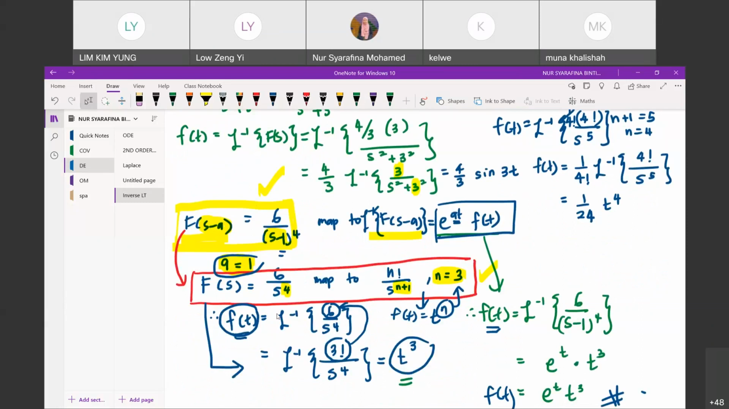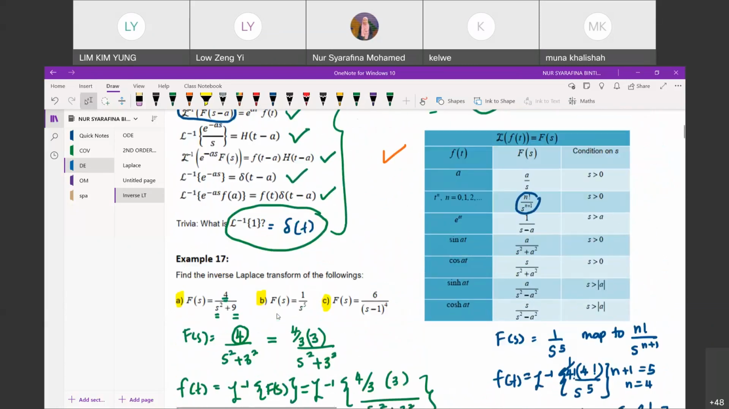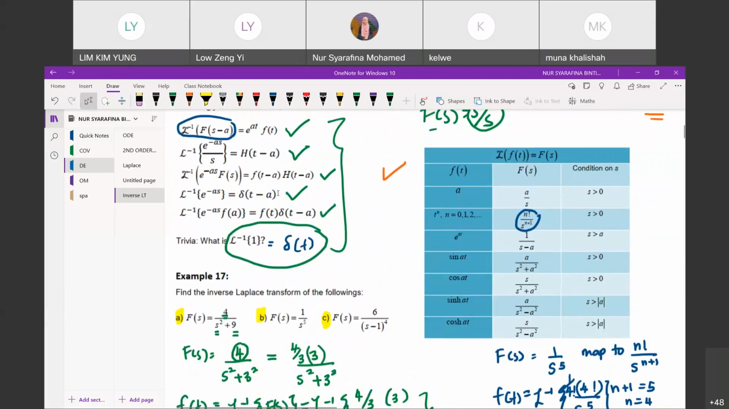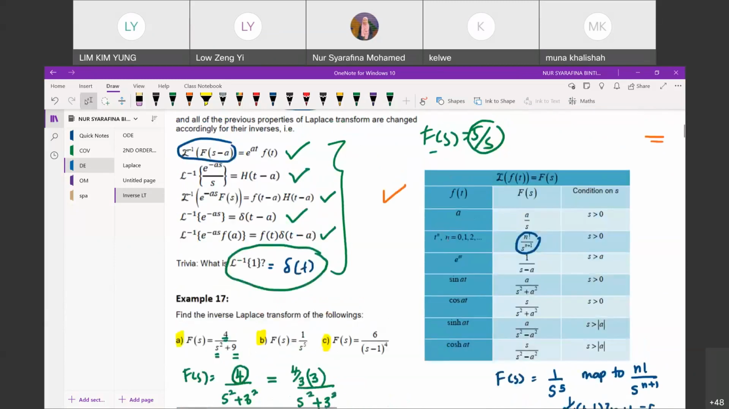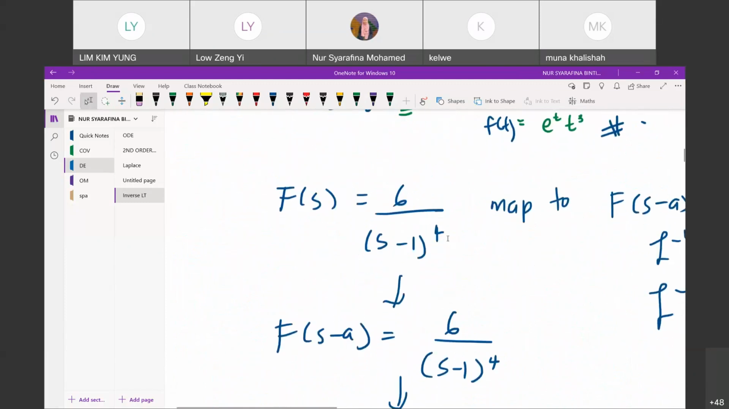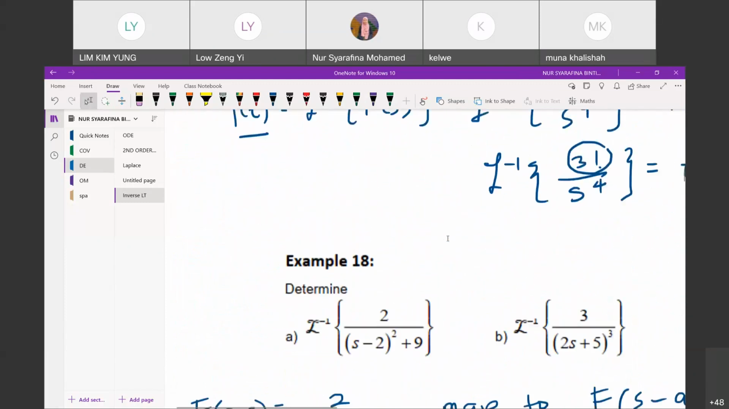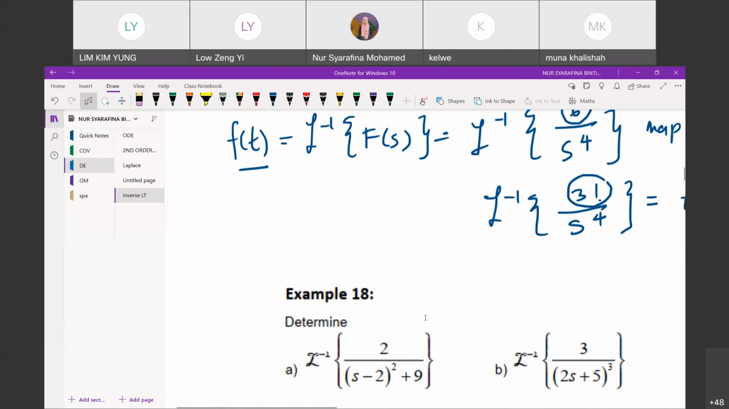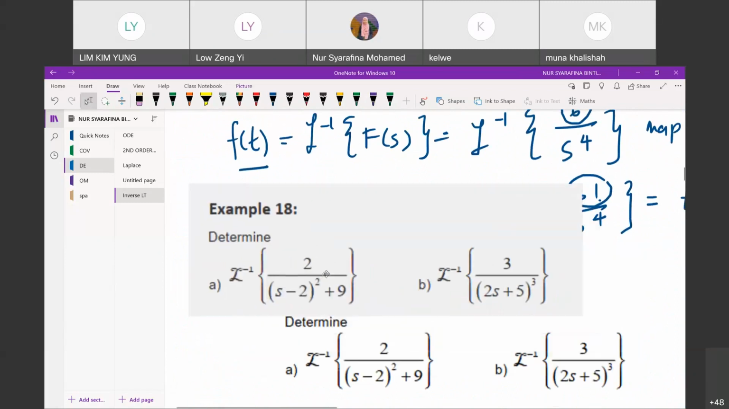All right, so let's take a look at another example. So you need to understand this. The table of transformation here is given in your exam, so don't worry. Okay, so you have to understand why, how you can use it. All right. So let's try another example here. Example 18.